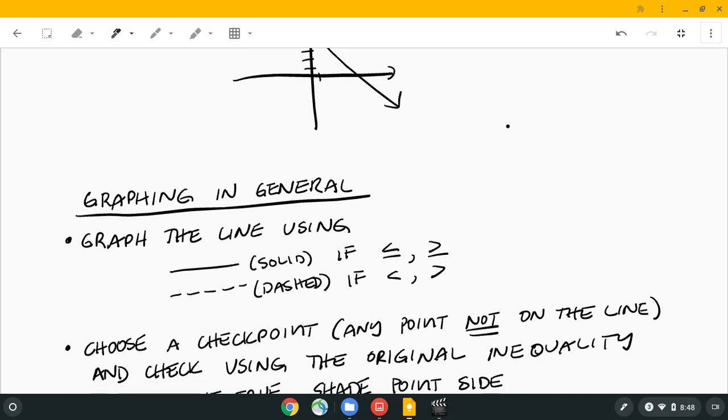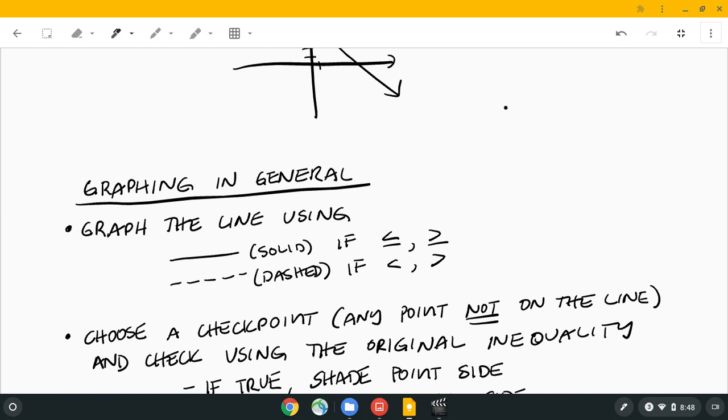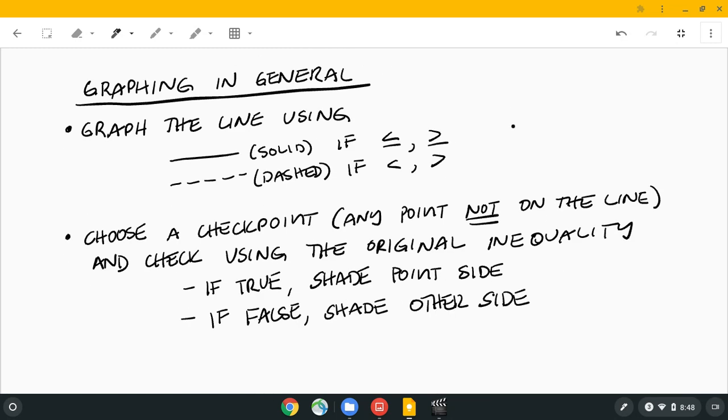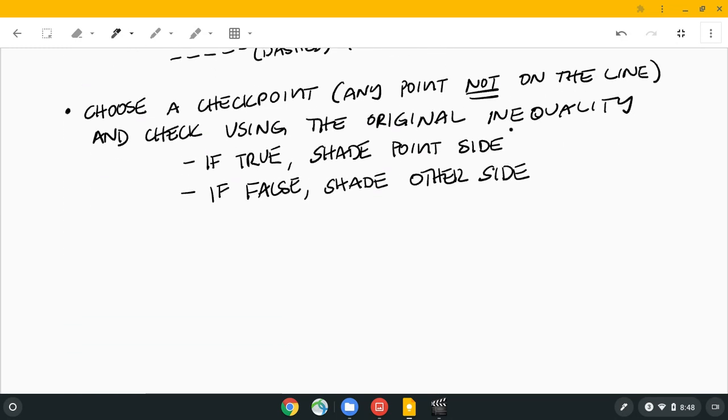Okay, so we'll do an example so that it makes a little more sense. Okay, so let's take a look at this one. All right, let's go ahead and graph 2x minus y strictly greater than 3. Okay, that means we're going to be using a dashed line because this is strictly greater than 3.